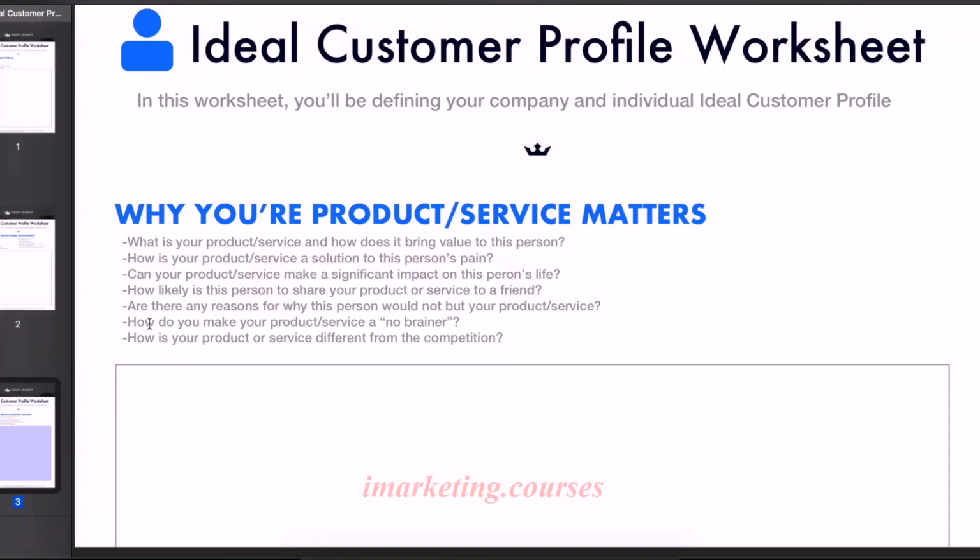The next one, how do you make your product or service a no-brainer? How do you make it so that when somebody sees it, they can decide that they need to buy it within the first minute of talking to you and learning about your product or service? That is how good you want your thing to be.